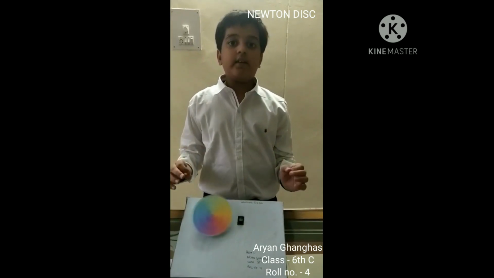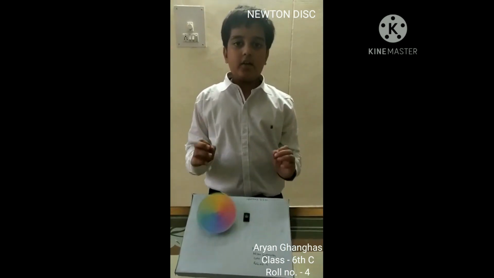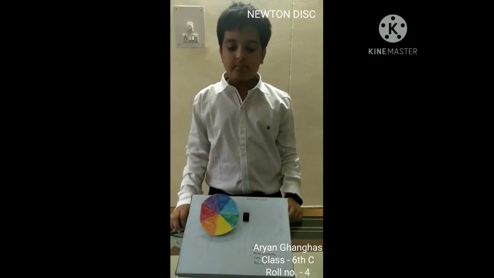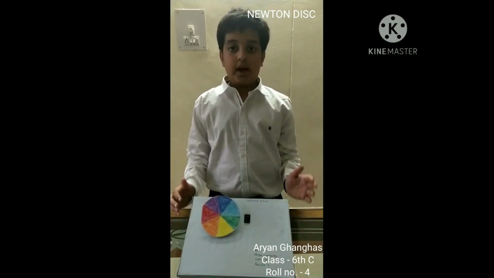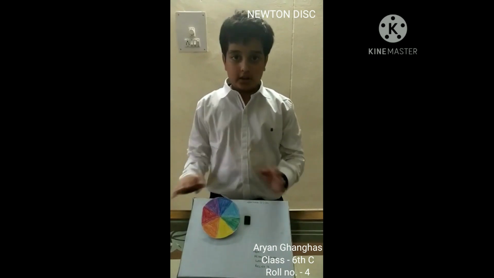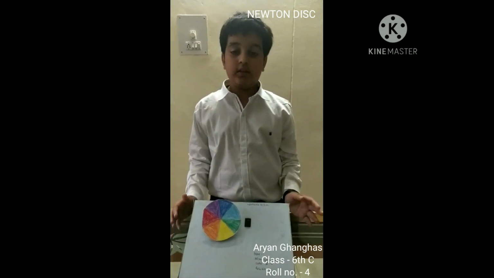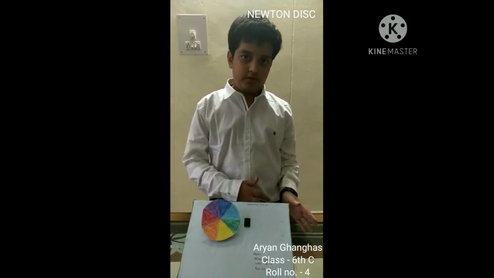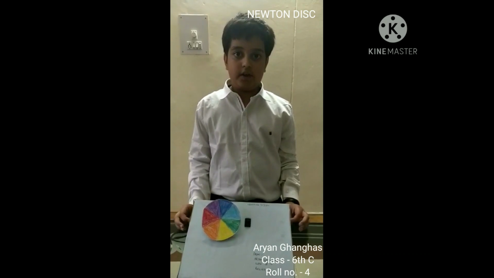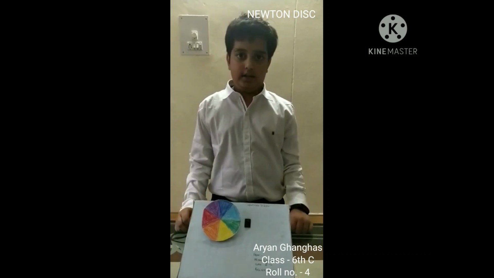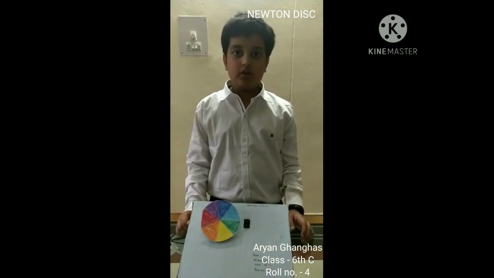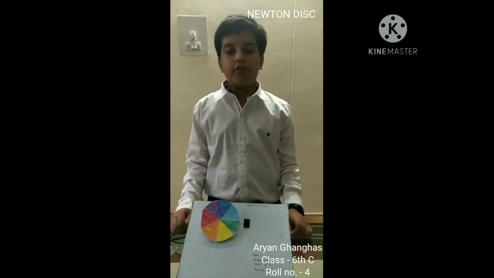Newton discovered that white light is a combination of these 7 colors found in the rainbow. This phenomenon is called persistence of vision. It proves that light is not colorless but has colors in it which together converge to form a faded white color which we consider colorless. This property is based on the principles of dispersion of light. That's all for my project.